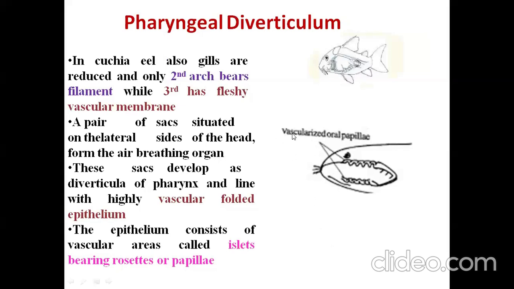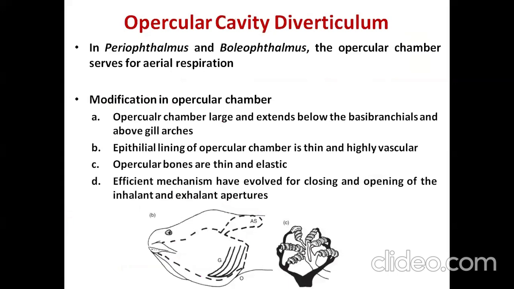So here you can see the vascularized oral papillae. See, the folded structure that we normally call papillae. And these sacs develop as diverticula of the pharynx and are lined with highly vascular folded epithelium. As I said, folded epithelium we normally call oral papillae. As it is in the region of the oral cavity, it is called oral papillae. And the epithelium consists of vascular areas called islets, bearing rosettes or papillae.